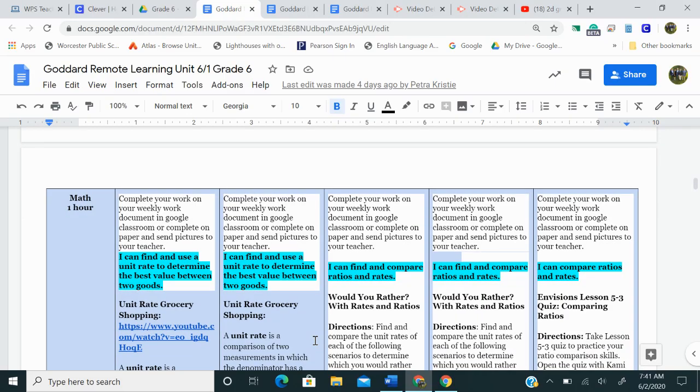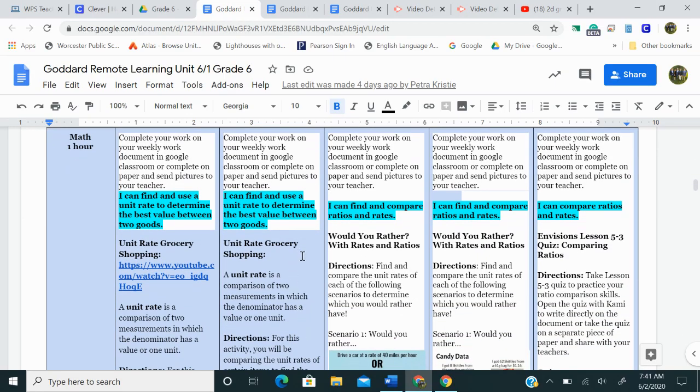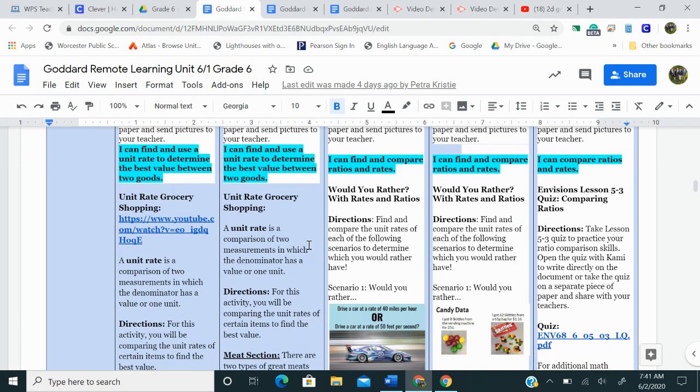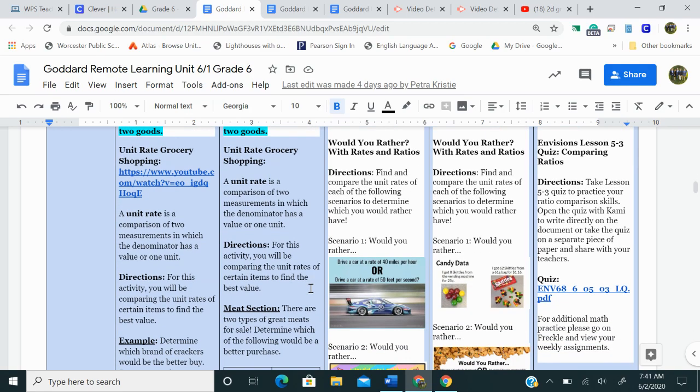All right, for math, which you should also be doing for about 1 hour, your objective, I can find and use a unit rate to determine the best value between two goods. Unit rate grocery shopping. A unit rate is a comparison of two measurements in which the denominator has a value of 1 unit. For this activity, you will be comparing the unit rates of certain items to find the best value.